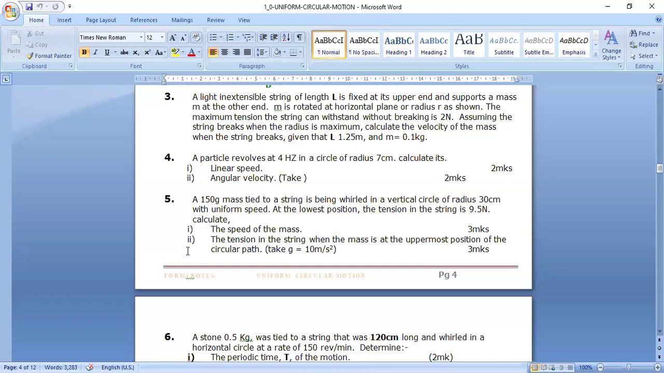Substituting, tension is 9.5, mass m 0.15, v is what we are looking for, times v squared. Radius is 0.3 meters plus 0.15 times 10. So 9.5 equals to, when we simplify, we have 0.15 divided by 0.3 gives us 0.5 v squared plus 1.5. So 0.5 v squared equals to 8. So v squared is 16 and v is 4 meters per second.